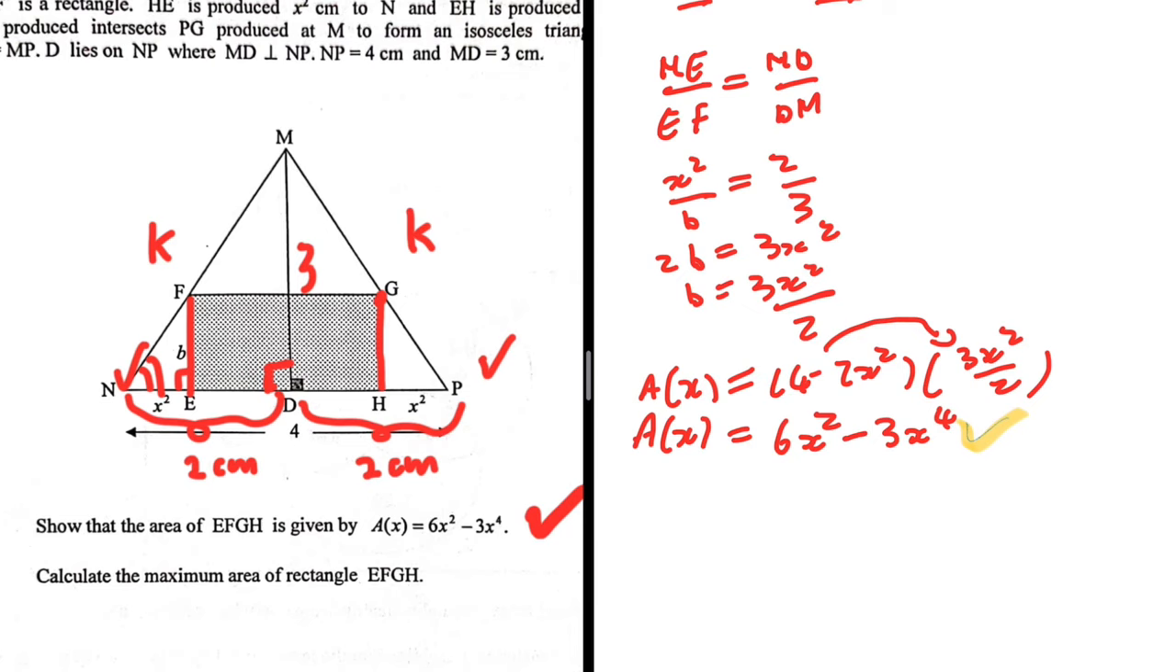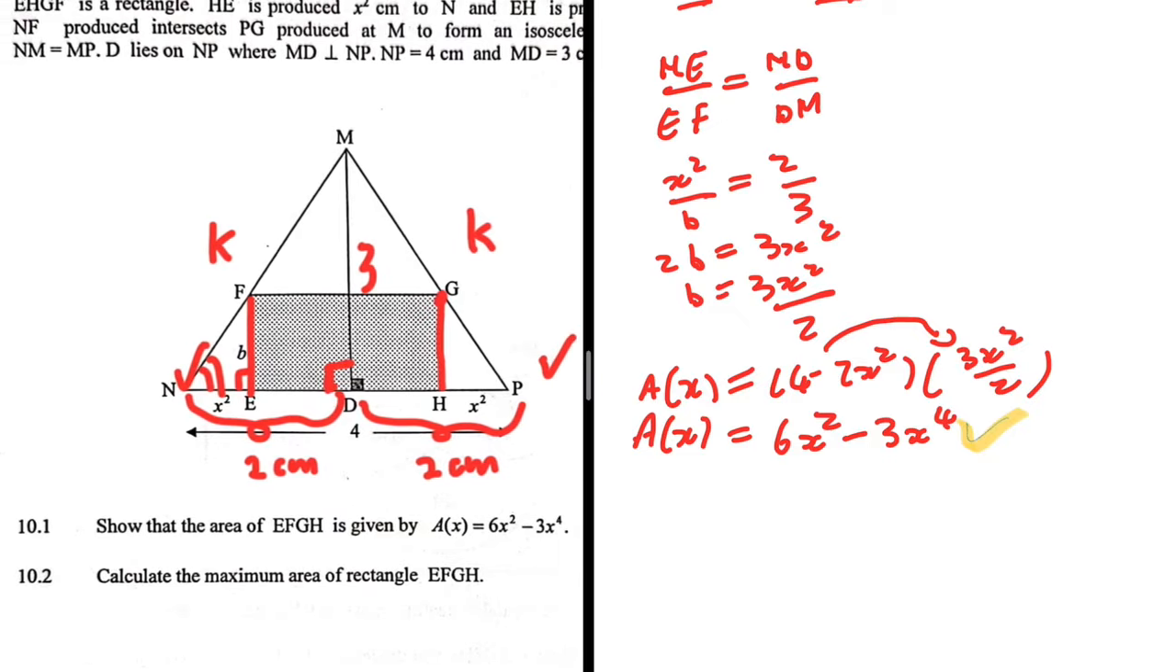Right. I wonder if there's another way we can actually solve this question without using the mere fact that the two triangles are similar. But anyway, just let me know in the comments if you use any other alternative way. That is 10.1. Let's take a look at 10.2.